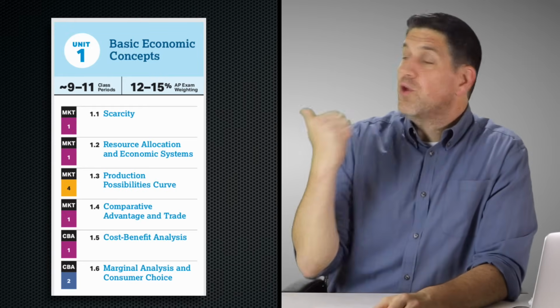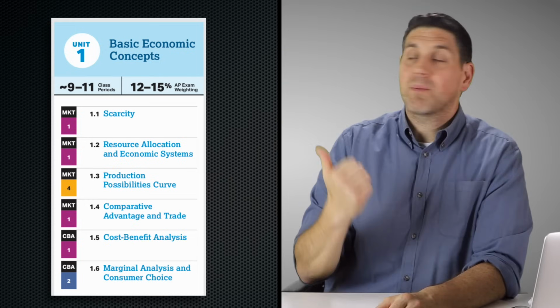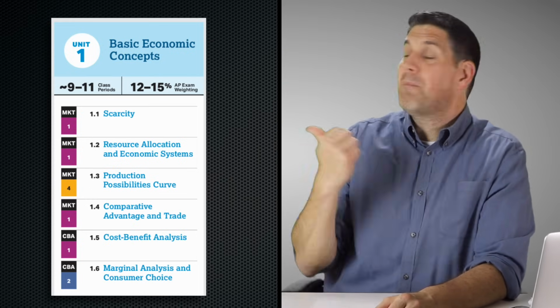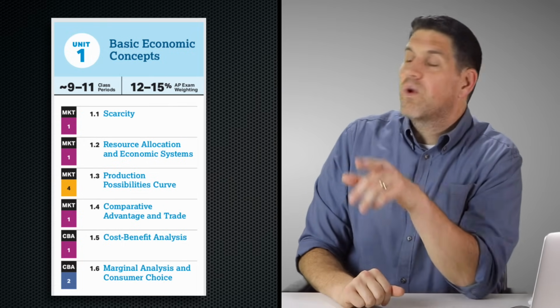We're gonna start off with Unit 1, which is basic economics concepts. It's gonna start off with the idea of scarcity, then we'll talk about economic systems and resource allocation, the production possibilities curve, comparative advantage and trade, and then cost-benefit analysis, and finish it off with marginal analysis.